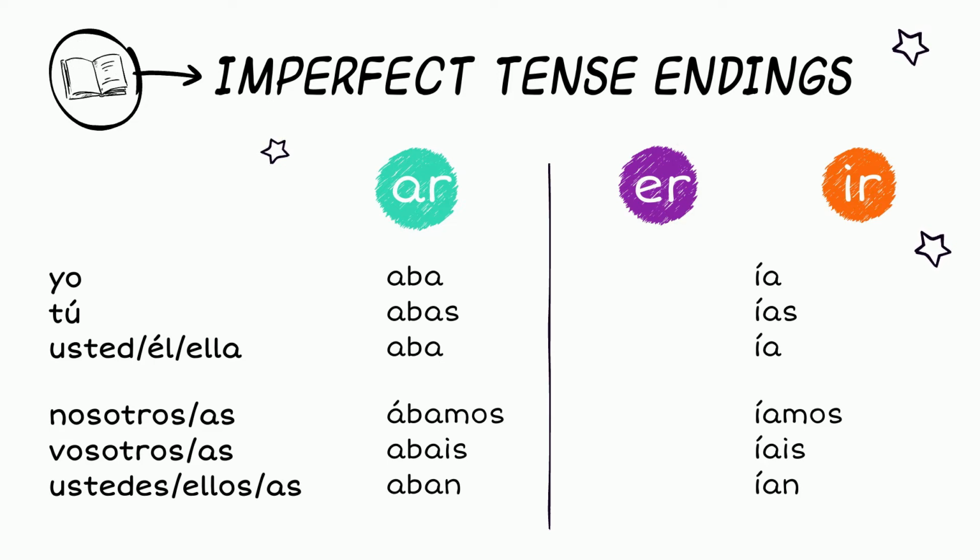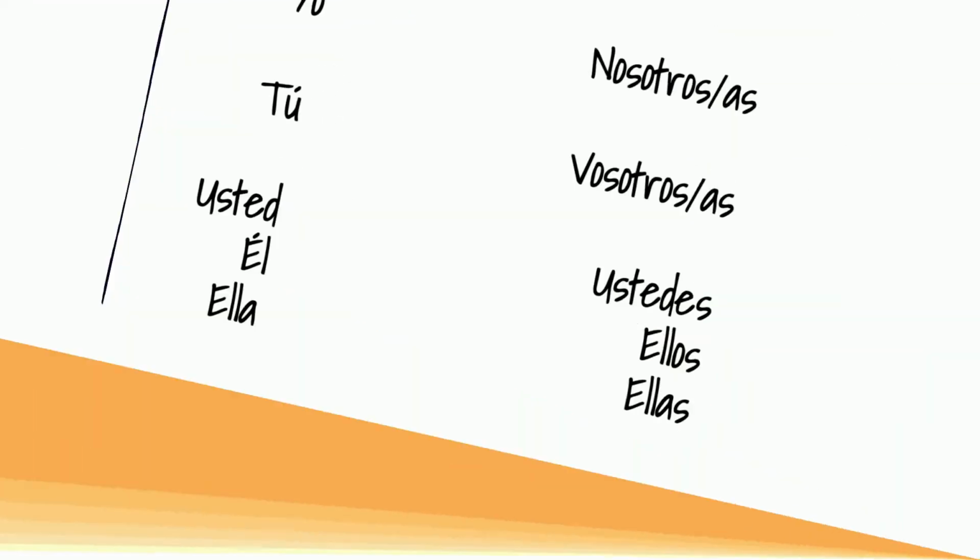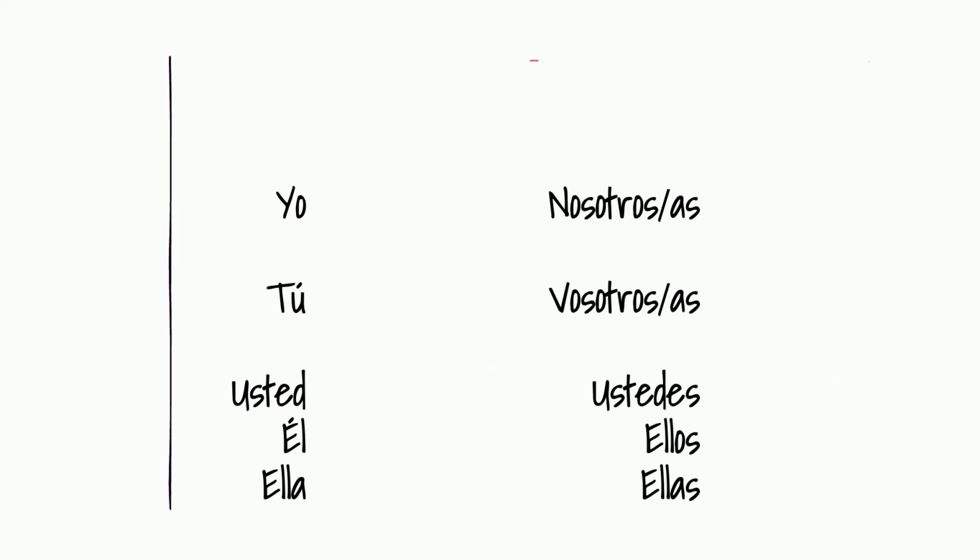Notice that the ER and IR verbs follow the same pattern, and the yo and usted, él, ella forms have the same conjugation. Also note that there is only one accent mark in the AR verbs, and it occurs in the nosotros form, while the ER and IR verbs have an accented I in every imperfect ending. Let's conjugate these two verbs as examples.